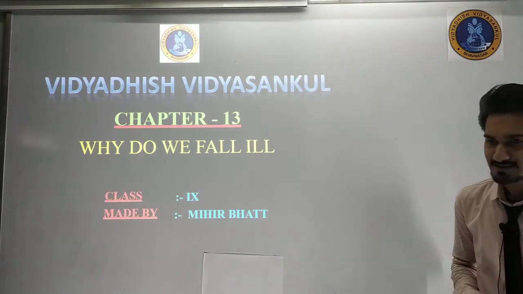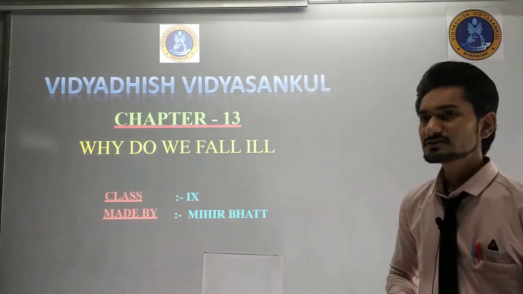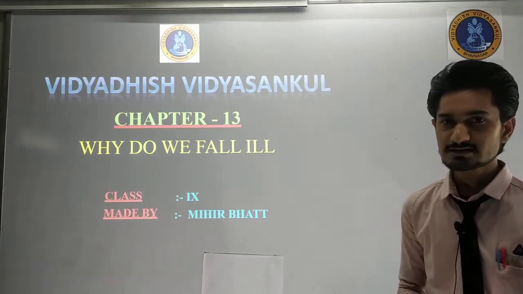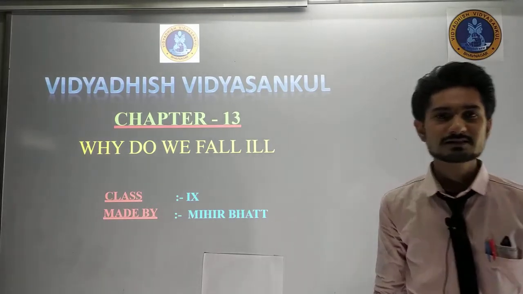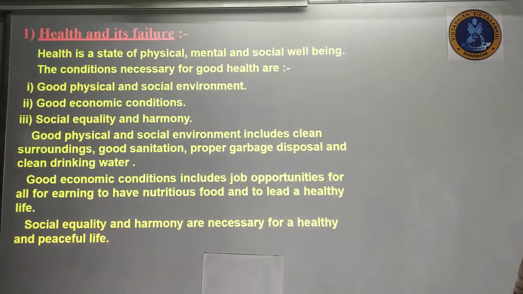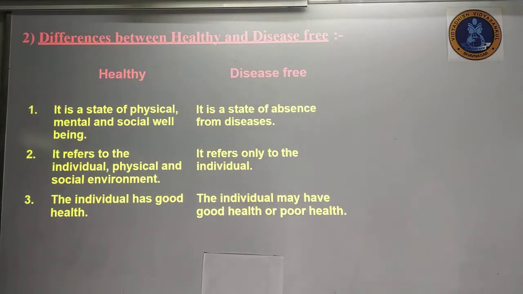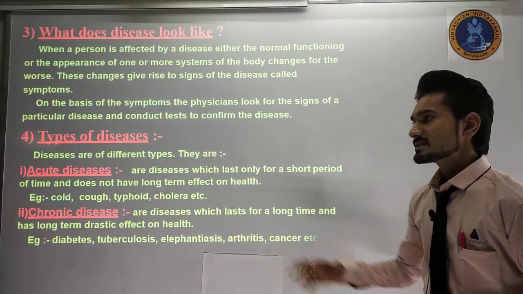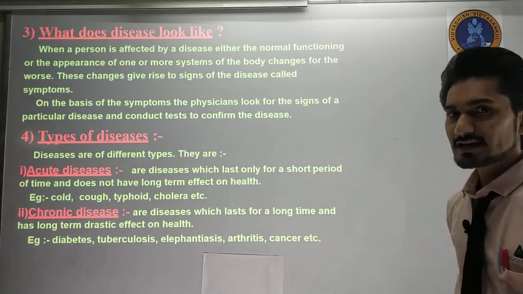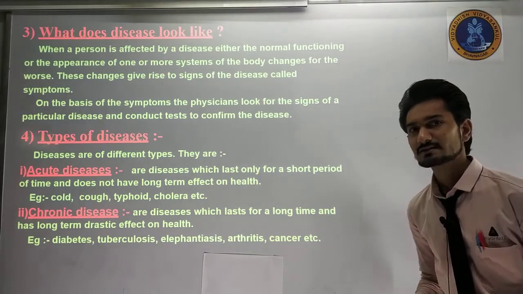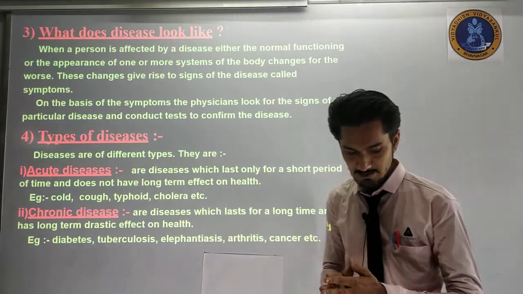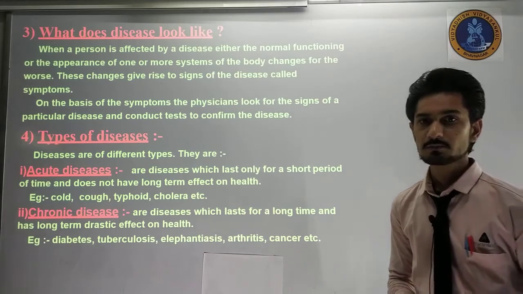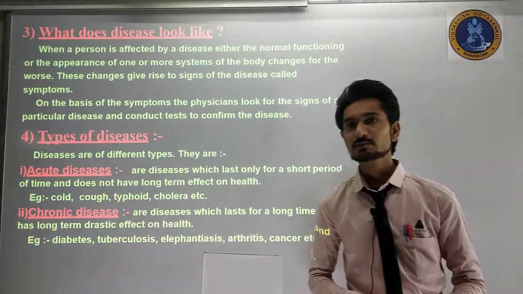We have also seen the types of diseases: infectious disease, acute disease, and chronic disease. So far we have finished the types of disease. Acute diseases are those which only last for a short duration of time. In the previous lecture we saw that cold, cough and typhoid come into our body only for a short period. Afterwards we saw what chronic diseases are.